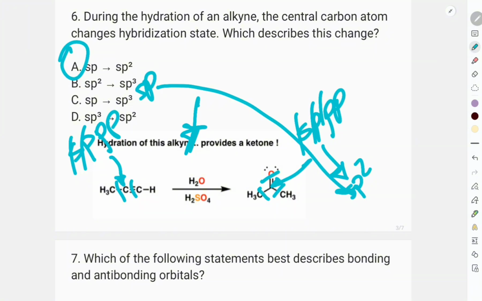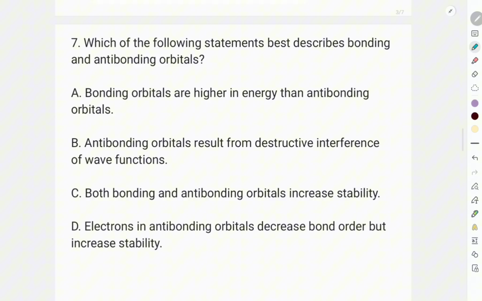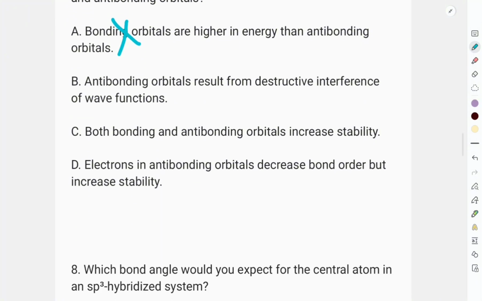Great. Let's move on to question 7. Question 7 says, which of the following statements best describes bonding and anti-bonding orbitals? A says bonding orbitals are higher in energy than anti-bonding orbitals. This is incorrect because bonding orbitals are actually lower in energy because they are more stable. B says anti-bonding orbitals result from destructive interference of wave functions. This is correct.